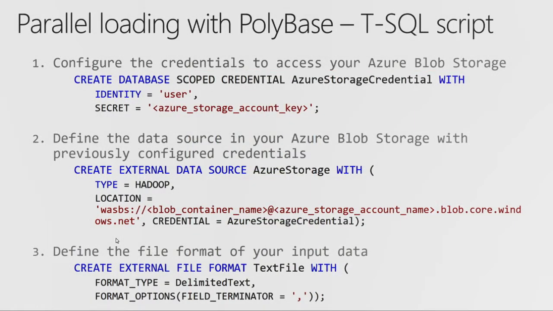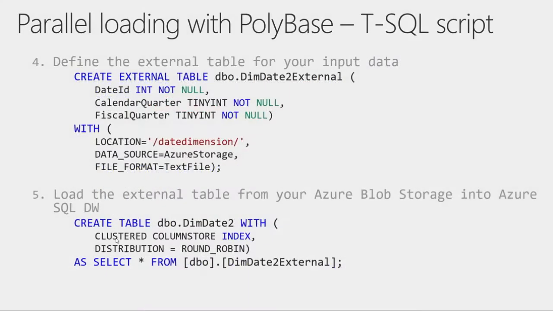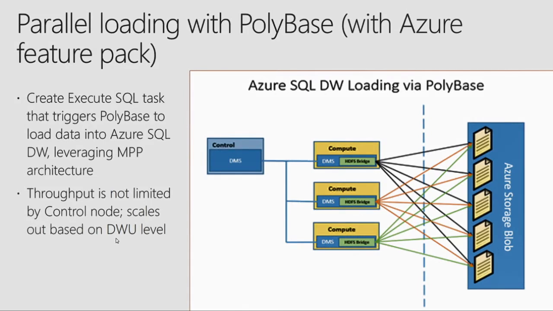So the script to do that is fairly straightforward. I'm not going to go through this. You can go review it at your leisure. But what happens is, this is how we load parallel using Polybase T-SQL. And what the SSIS team did was basically take all of that and work the way Polybase does, which is, instead of going through the control node, it would actually use Polybase under the hood. So when you create a task in SSIS for Azure SQL DW loading, under the hood, it would create the same jobs that you saw in the 2 slides earlier, create all those scripts for you.